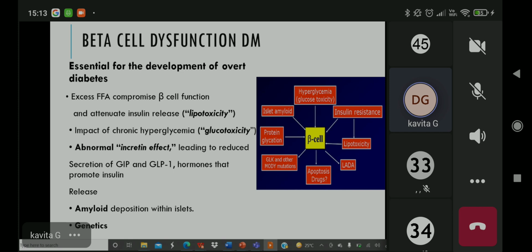Okay, so this is one other point. Then we have various drugs that can also cause diabetes mellitus. Then, this LADA. Now you say, what is LADA? It is latent autoimmune diabetes, which is seen in adults. And this is nothing but a form of autoimmune diabetes.